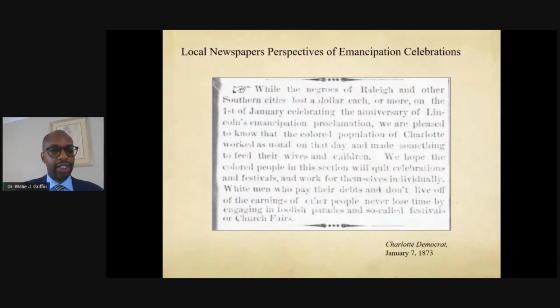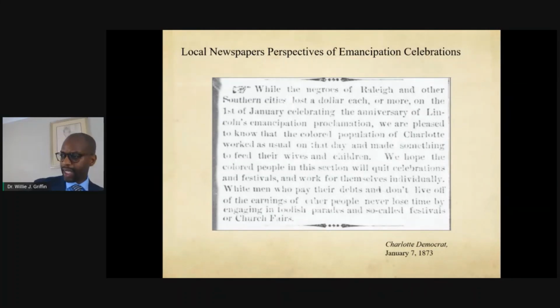Now we just want to talk a little about local celebrations in the state of North Carolina and here in Charlotte. This article from 1873 is the first article that I was able to find that actually mentioned the celebration of emancipation, and it comes from the Charlotte Democrat. It talks about how African Americans were discouraged from celebrating. One of the reasons they were discouraged was because employers thought that they were losing wages and losing money.